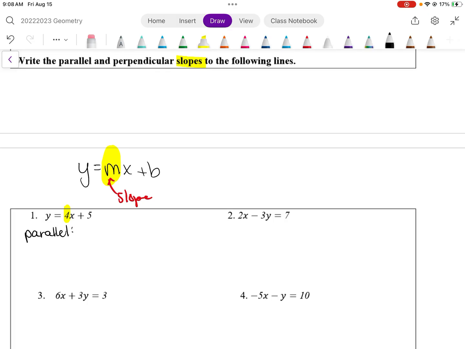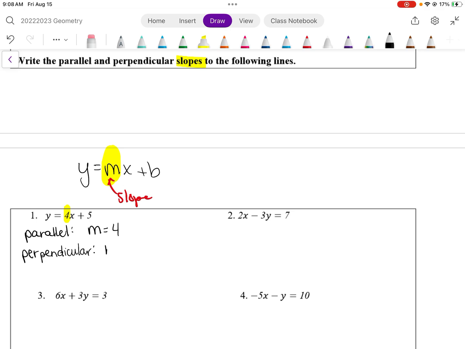So in this case, our slope is 4. So if I had a line parallel to this line, the slope would also be 4. Parallel lines have the same slope. Both lines would have to be going up 4 over 1, up 4 over 1, up 4 over 1.